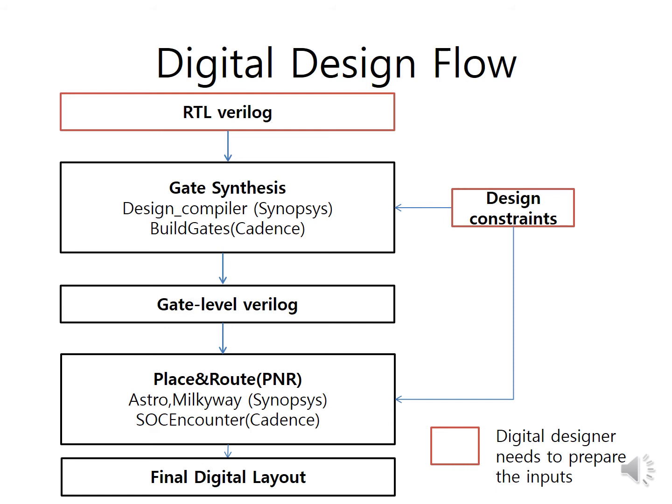Gate synthesis is done with a Synopsys tool. They provide the Design Compiler to take the RTL Verilog code and provide the gate level netlist. Cadence provides Build Gates, a different tool. You can use that too. Anyway, starting from RTL, you generate the gate level Verilog, and using that gate level Verilog code, you can do the place and route.